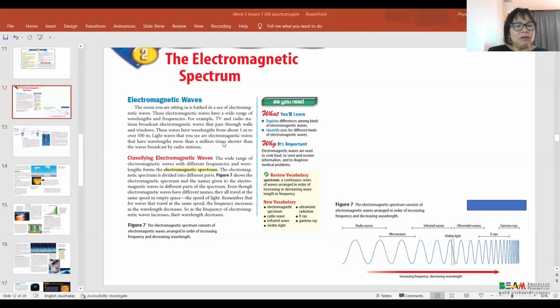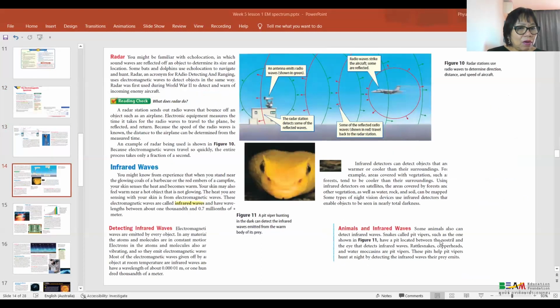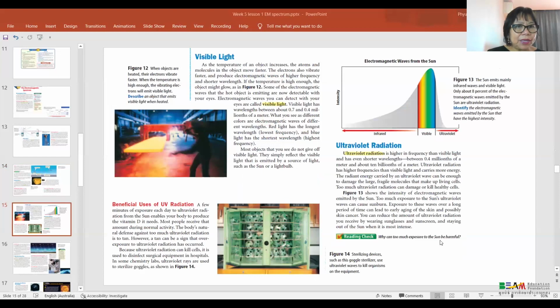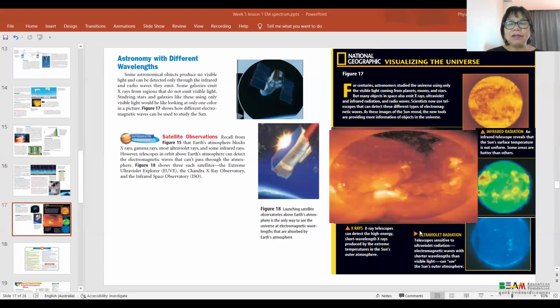So when you read through session 2, you will notice that it is actually the explanation about every single component of the EM spectrum, starting from radio waves and ending with gamma rays. And you can also see how they are produced, how they are used, how they can be detected, and so on. I'm not going to go through every subtitle to explain it, but I'm going to call your names.